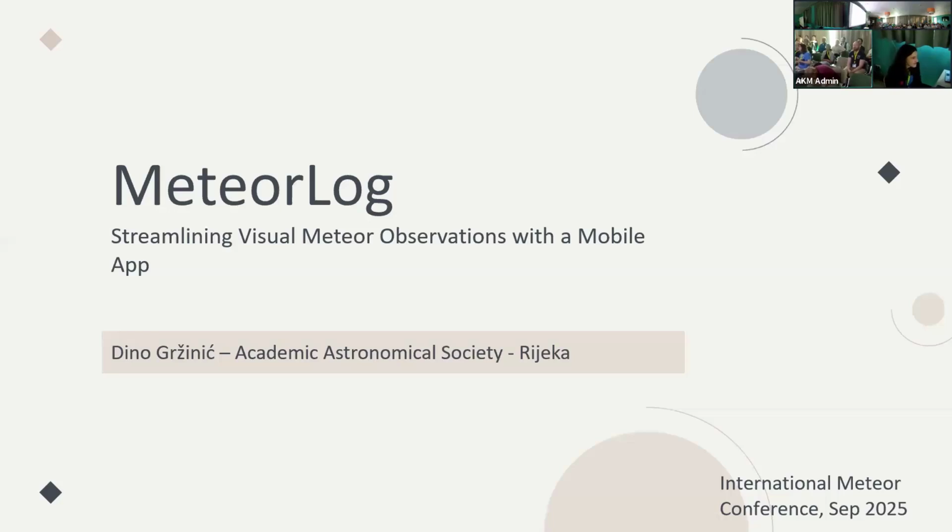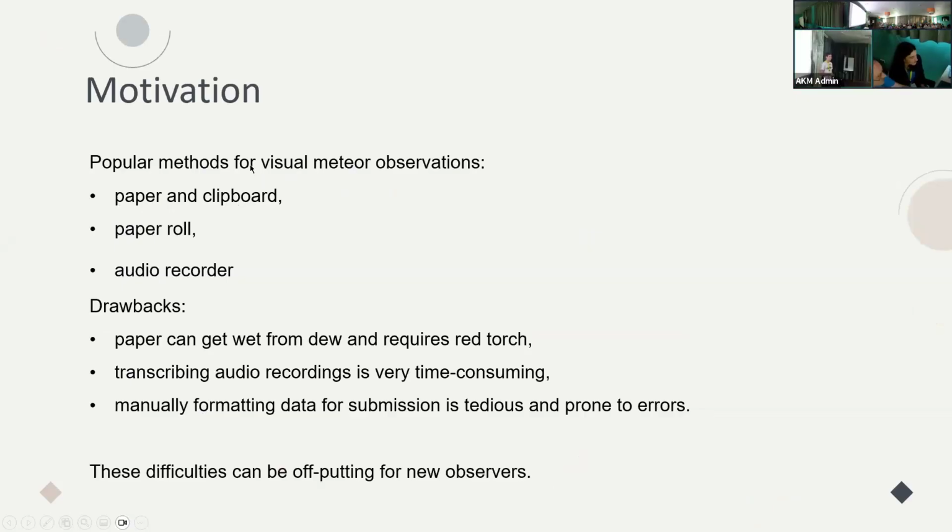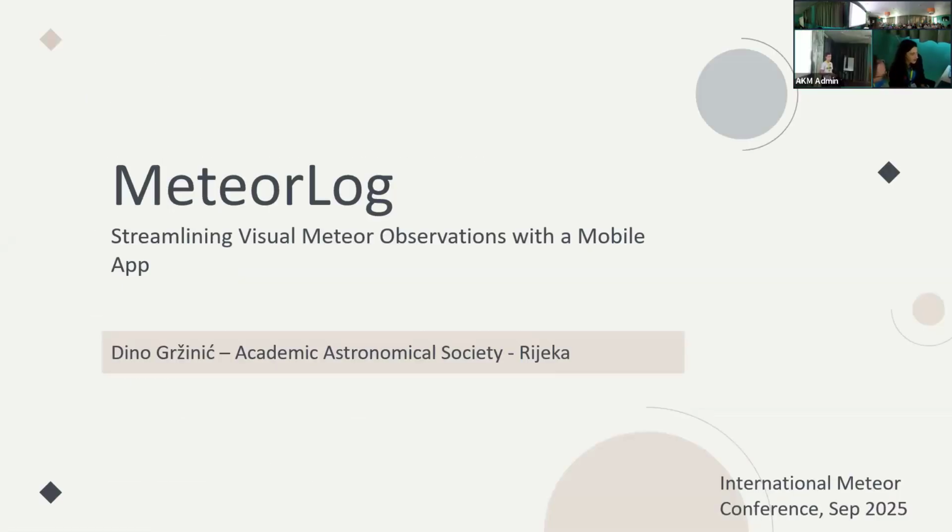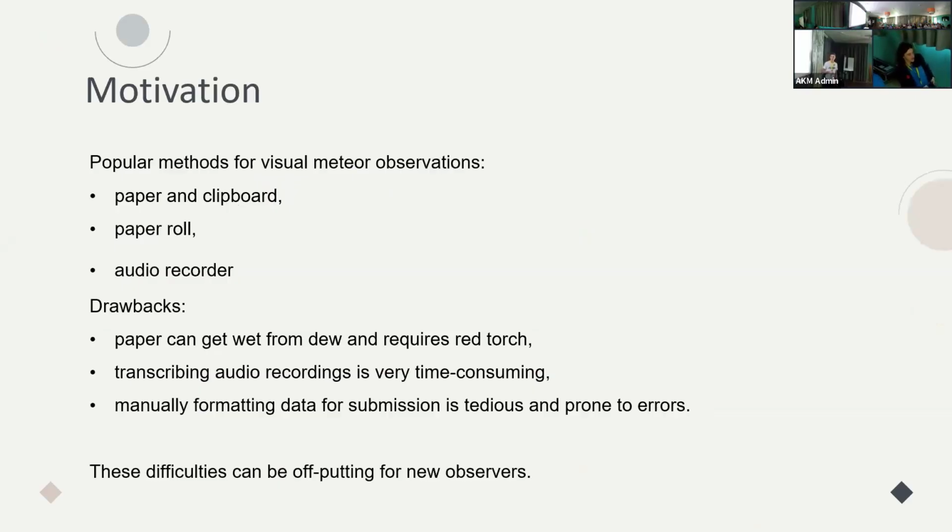This is my other project, which was the creation of a mobile app that enables you to log visual meteor data observation more effectively. Here are the other popular methods that are used, most of which include paper and a clipboard, a paper roll, or something similar, and an audio recorder.